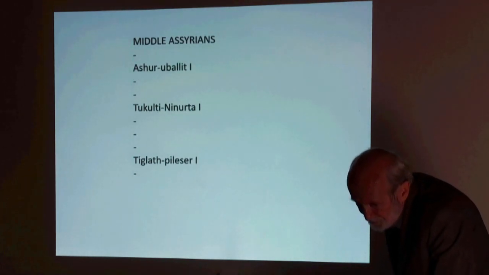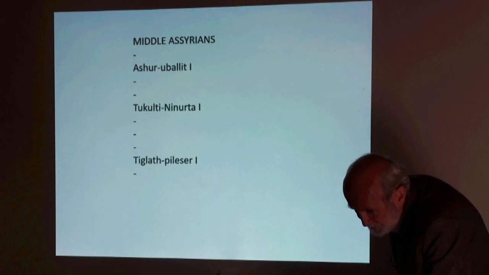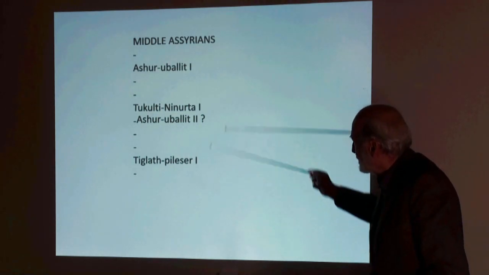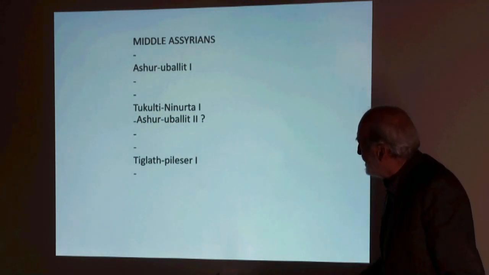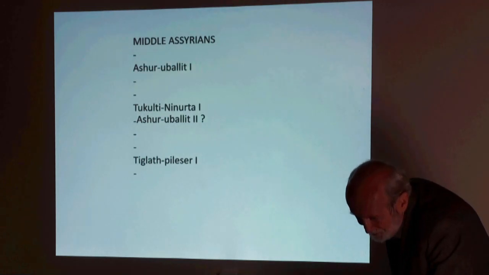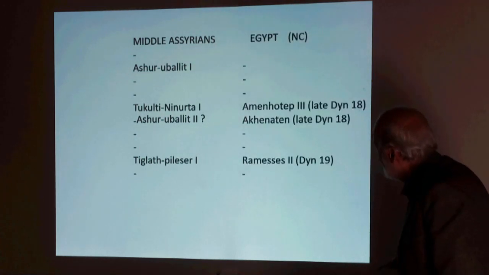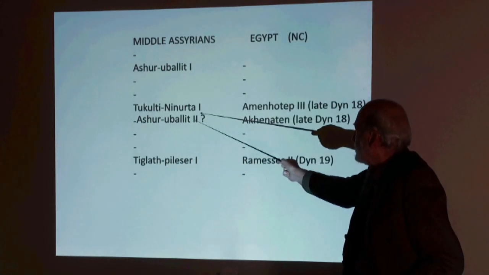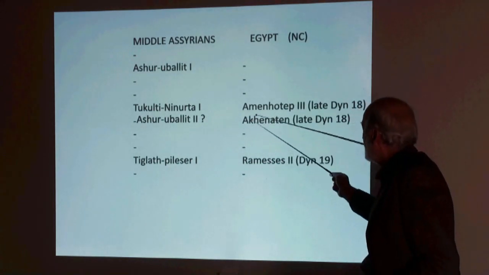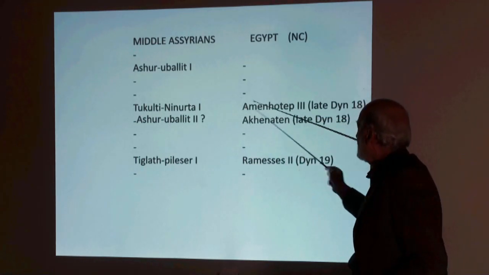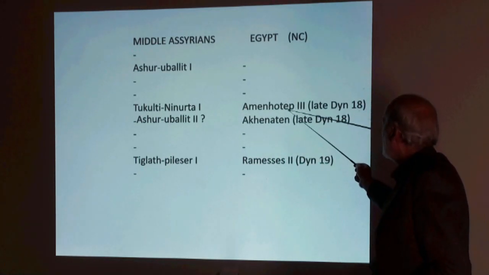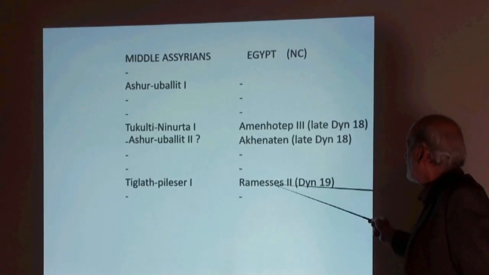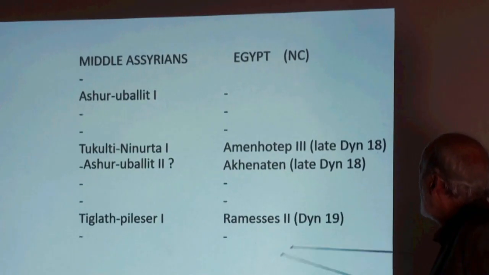Whereas what I would like to see on the new chronology, the extra Ashur-uballit, I've put him as close as I can to Tukulti-Ninurta the First, and then the Amarna period is here, slightly after Tukulti-Ninurta the First, who himself would be about contemporary with Akhenaten's father, Amenhotep the Third, and Ramesses the Second's further down here.